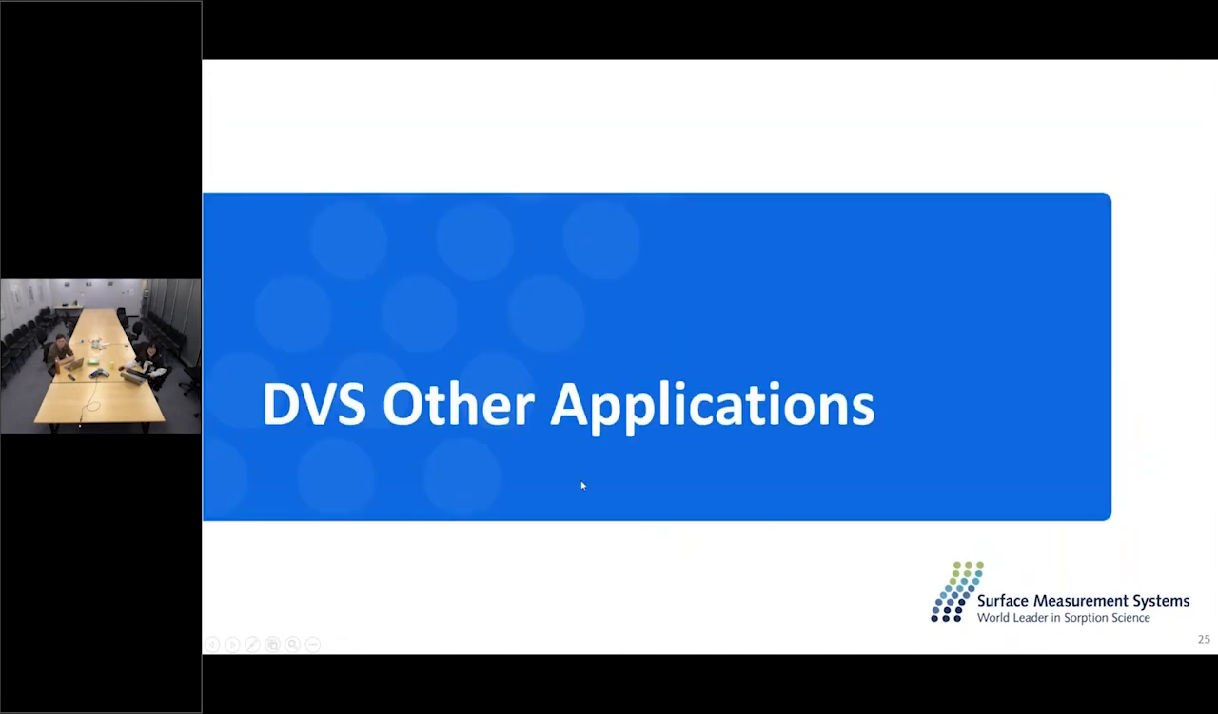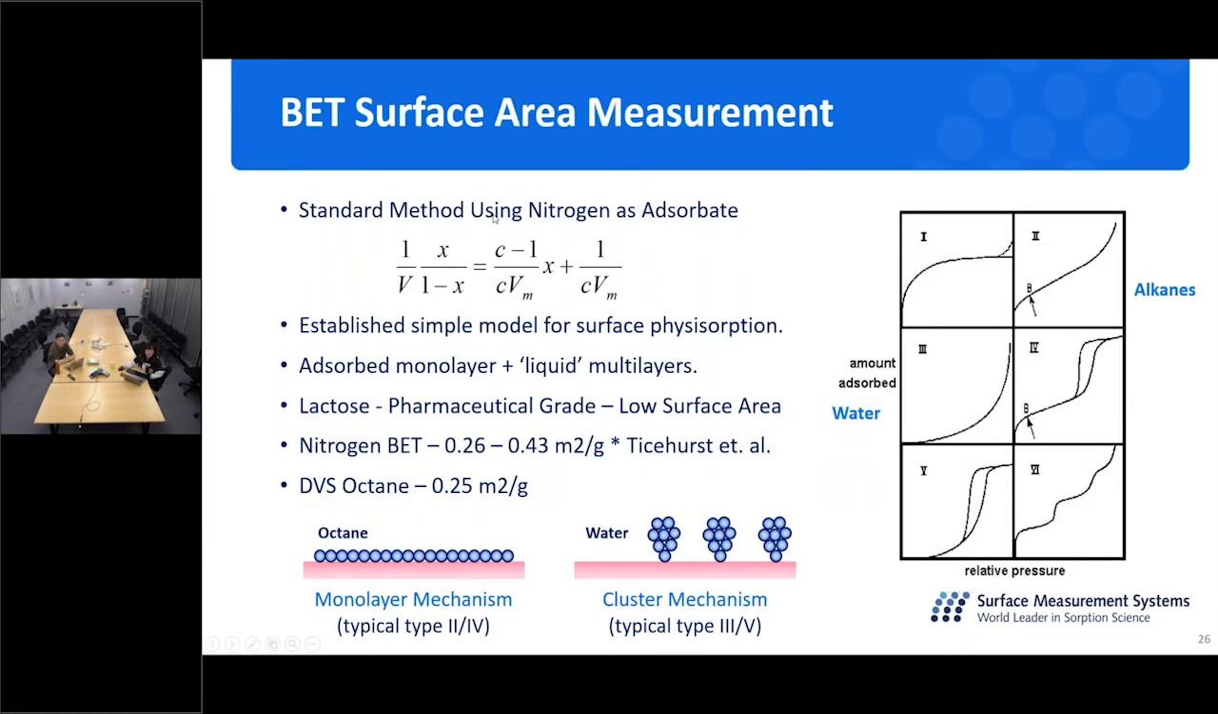And then I will go through some other applications with the DVS technique as well. So basically with DVS, you can change the probe molecule from water to organic vapors, and then you can apply different methods, or similar methods to what I introduced previously, to measure the BET surface area of the material.